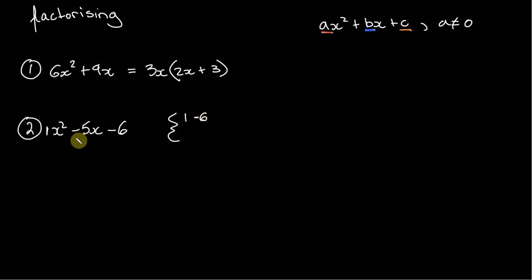Now we rewrite this b term with the 2 factors that we've just identified of AC. In this case, we can rewrite this as x squared plus 1x minus 6x minus 6. Here we've rewritten the bx term using these 2 factors. And then next we want to factorize the first 2 and the last 2 terms of this expression. So we want to factorize again.